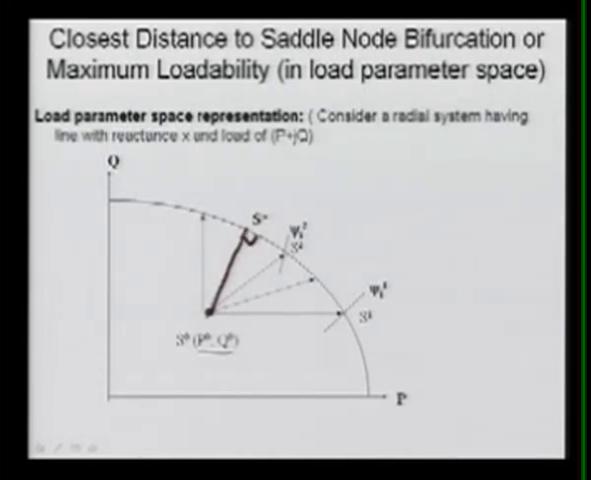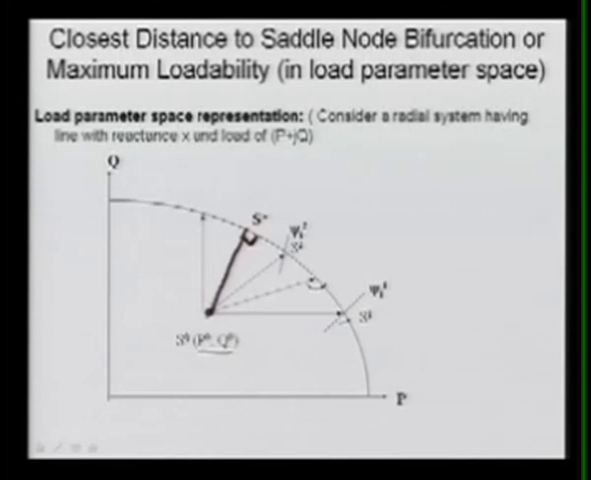If it is forming 90 degrees, that is the minimum. This one is not your minimum loading, and this one is not either, because this angle is larger. So we have to determine this S star, and the distance, the magnitude of S star minus S naught, will give you the closest distance to the saddle node bifurcation point or maximum loadability in the load parameter space. Load parameters again are P plus jQ. So consider a radial system having a line with reactance X and load P plus jQ.